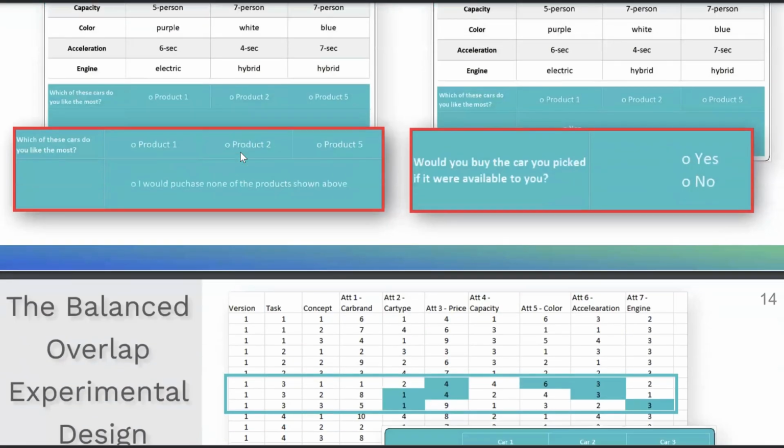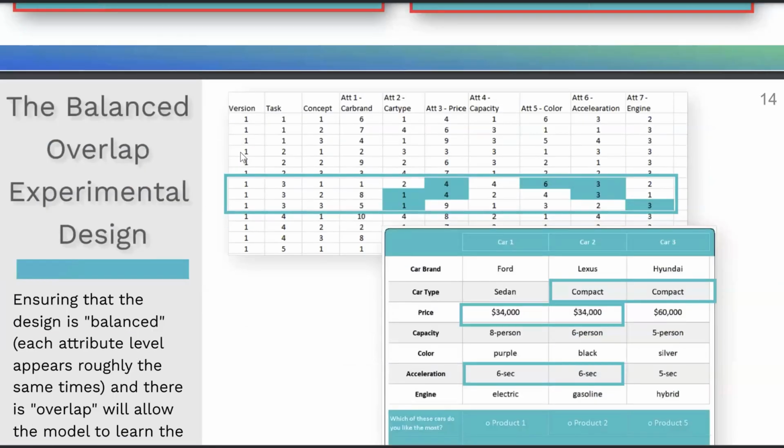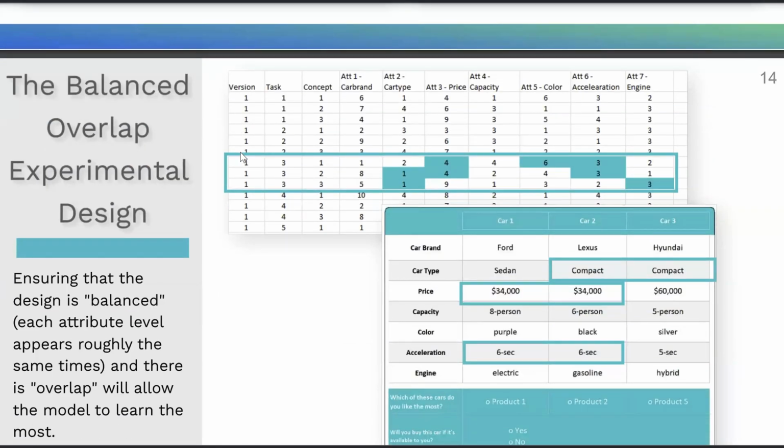Hopefully that helped, Tristan. Let's talk about a design type. One of the most common design types is what's called balanced overlap experimental design. Okay, and what does that mean, balanced overlap? It's actually two different concepts put together. Number one is balanced, and balanced means that you want to have in your design close to equal representation of all the attribute levels.